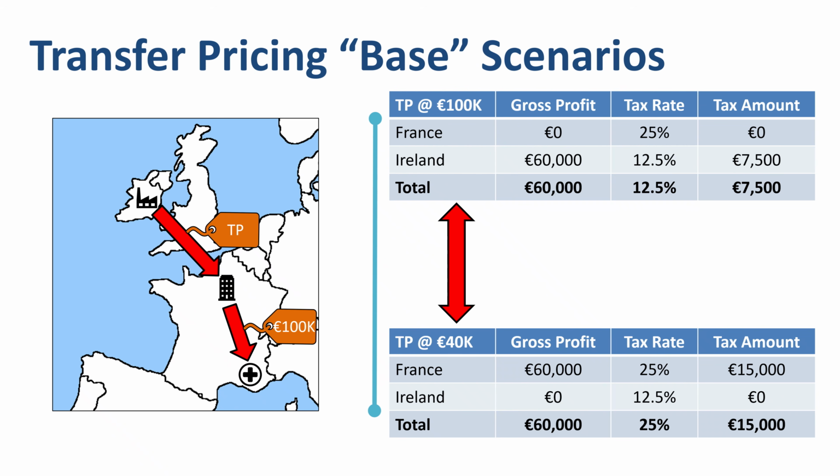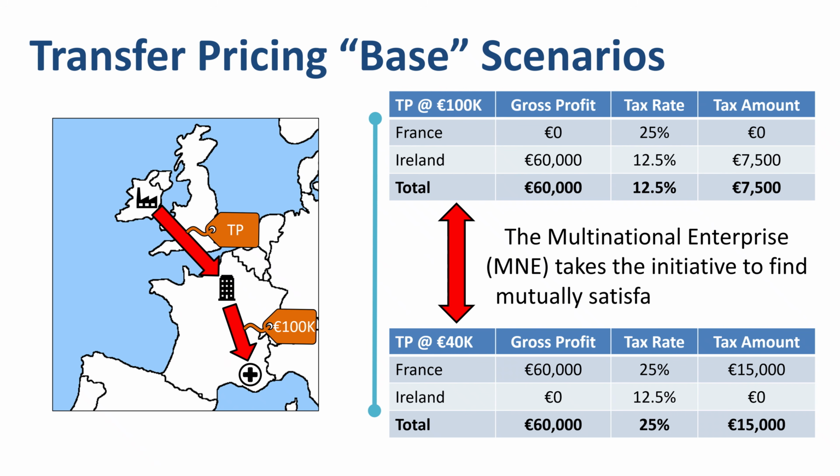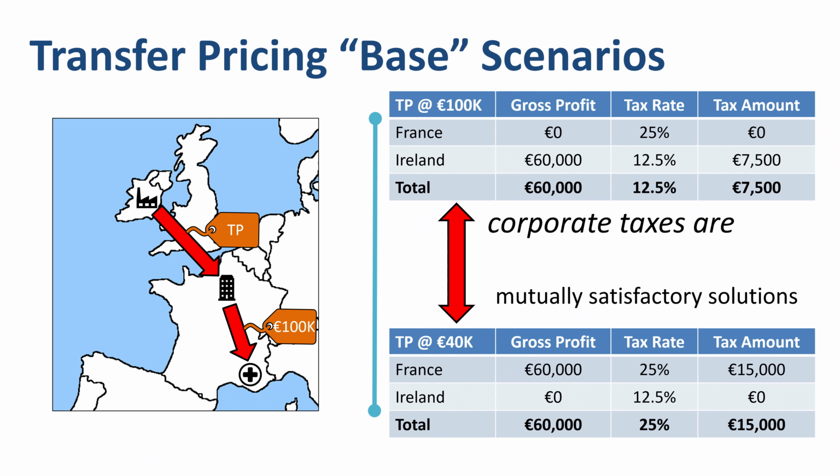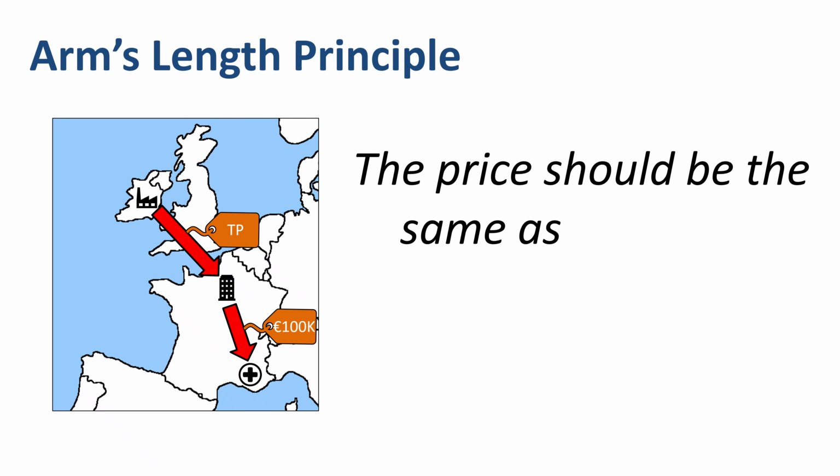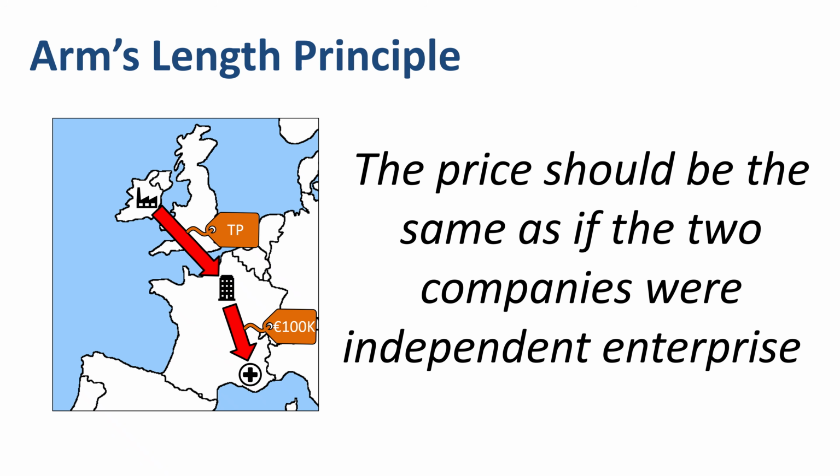So if these two extreme scenarios are not the way to go, then how is the right transfer price determined? Starting point is that the multinational enterprise, MNE, takes the initiative to find mutually satisfactory solutions. Mutually satisfactory in the sense of the underlying principle that corporate taxes are paid where profits are earned. Simple, yet profound. Let's zoom out to the transfer pricing big picture. The fundamental principle is that of arm's length transactions. The price should be the same as if the two companies were independent enterprises acting in their own self-interest.